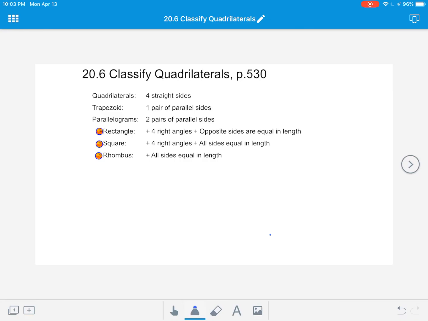Please take out your textbook, your math journal, and your workbook. Please label your math journal lesson 20.6, classify quadrilaterals, and turn in your textbook to page 530.